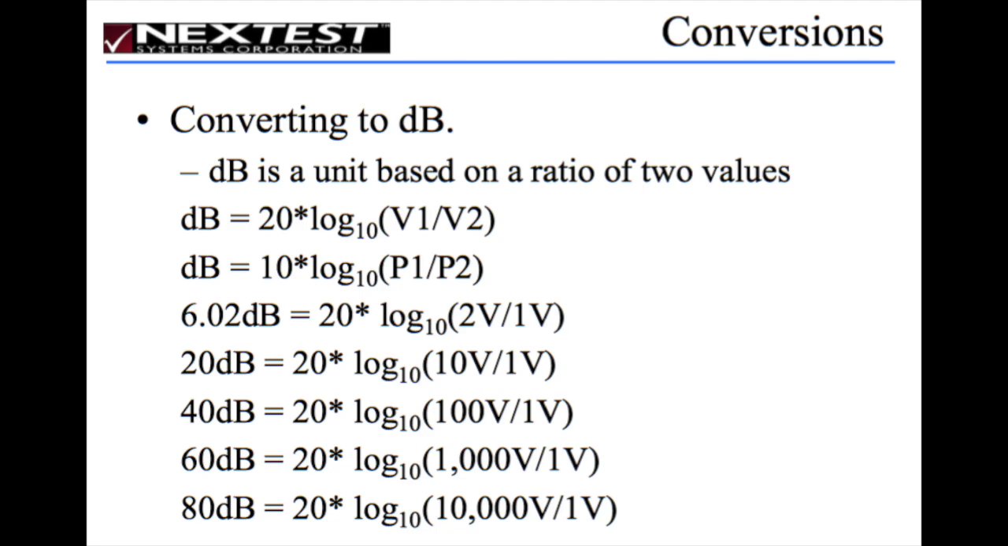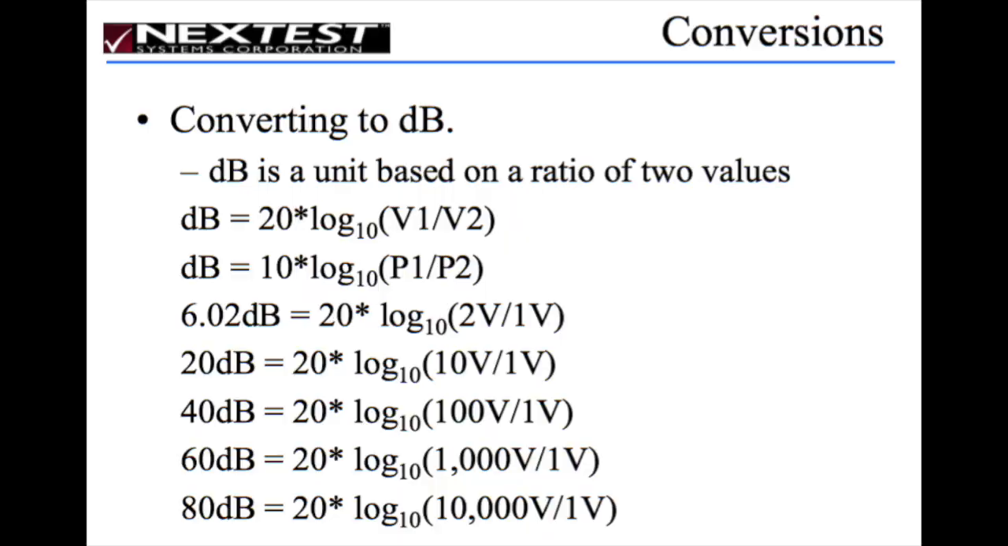dB equals 10 times the log base 10 of power 1 over power 2. Now, don't get confused. Voltage and power are different things. Power is voltage squared, remember that. So by taking 10 times the log base 10 of the ratio of two powers versus 20 times the log base 10 of two voltages, you're basically taking the square root. It's pretty cool.